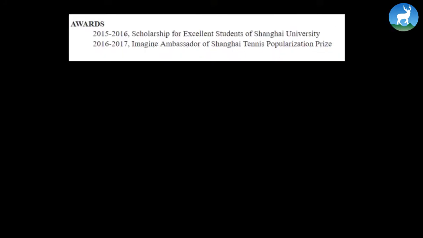Now this is the last thing he has included in his CV, and it is called awards. He got scholarship for excellent students of Shanghai University in 2015 and 2016. He also got another award which is known as Imagine Ambassador of Shanghai Tennis Popularization Prize in the year 2016 and 17. So these are his awards.